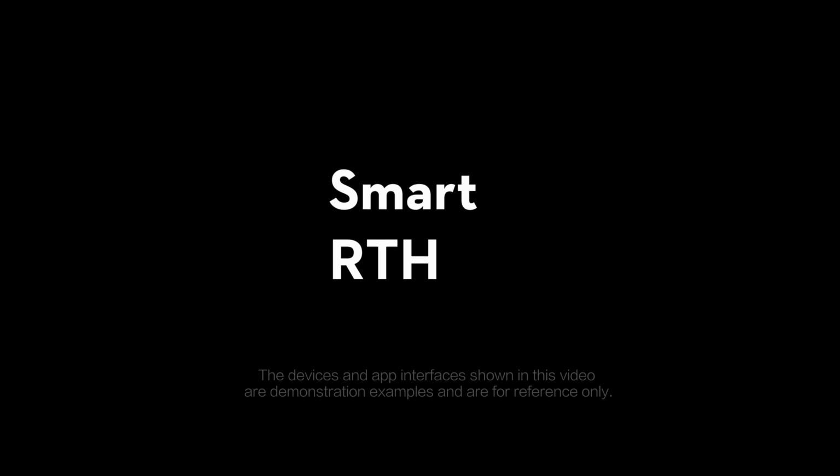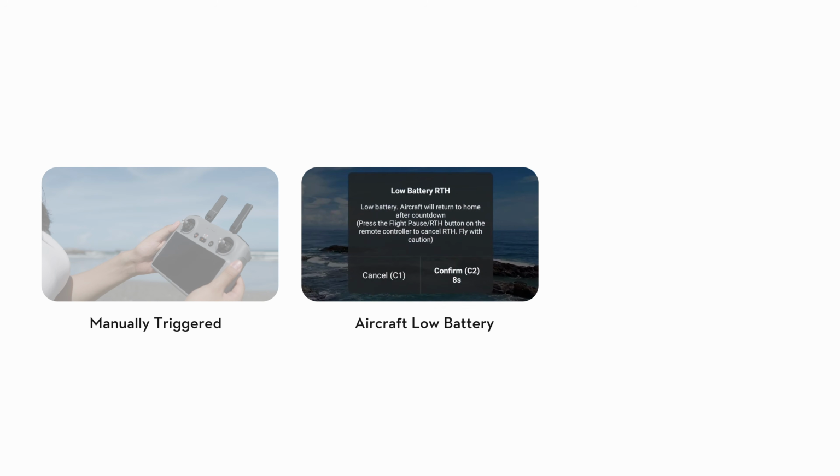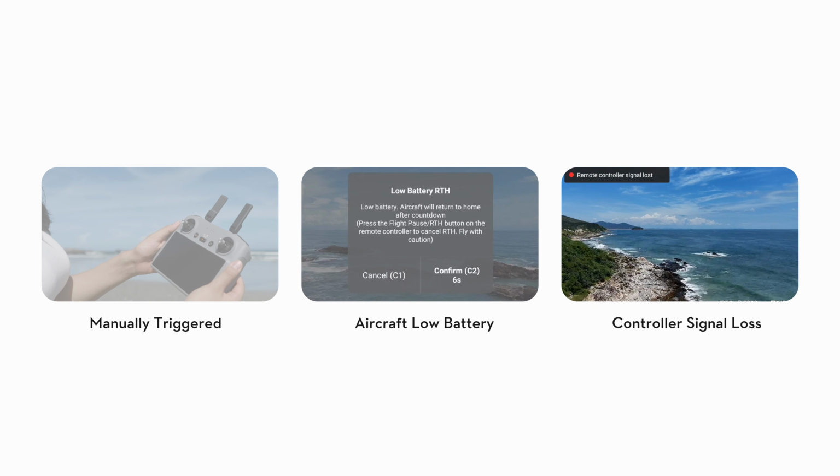SmartRTH. RTH can be triggered in 3 ways: manually triggered, automatically triggered by the aircraft low battery, or automatically triggered by the control signal loss.